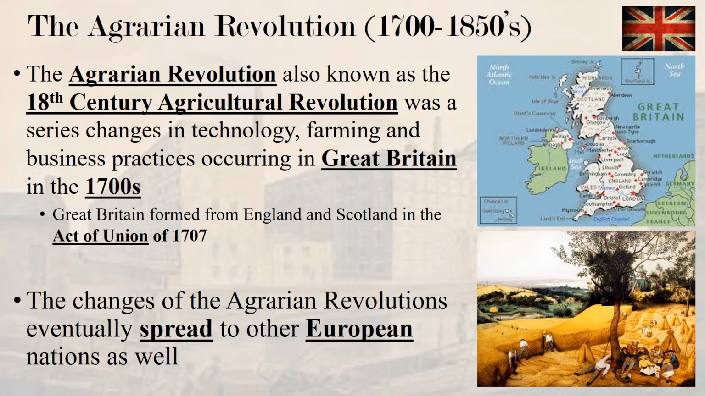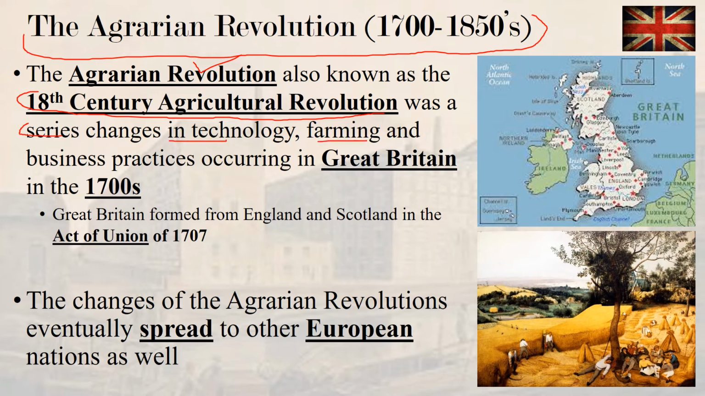To understand the Industrial Revolution, we have to get to the bottom of this Agrarian Revolution. From about the 1700s till the 1850s, really the changes lasting all the way into the early 1900s as well. So it's got two major names, the Agrarian Revolution or the 18th century Agricultural Revolution, sometimes called the British or the English Agricultural Revolution as well. And it's a series, not one thing, but a series of changes in technology, farming, land use, and business practices occurring in Great Britain in the 1700s.